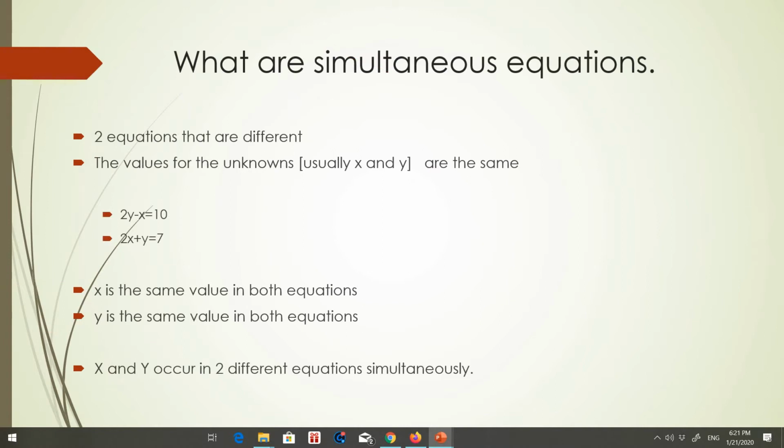So we have two different equations, but the values of the unknowns, usually x and y, are the same. So the value of y here and the value of y here, they're the same. The value of x in this equation and the value of x in this equation, they're the same. So we're not looking for lots of numbers. We're looking for one value of x and then one value of y. So we can see x has the same value in both equations. X and y occur in two different equations simultaneously. So we have simultaneous equations.